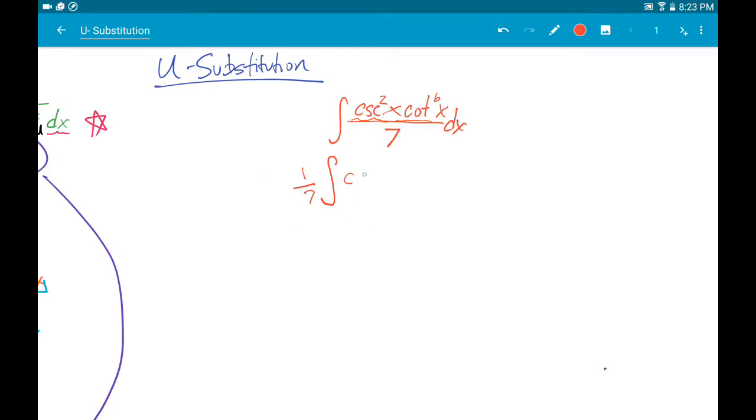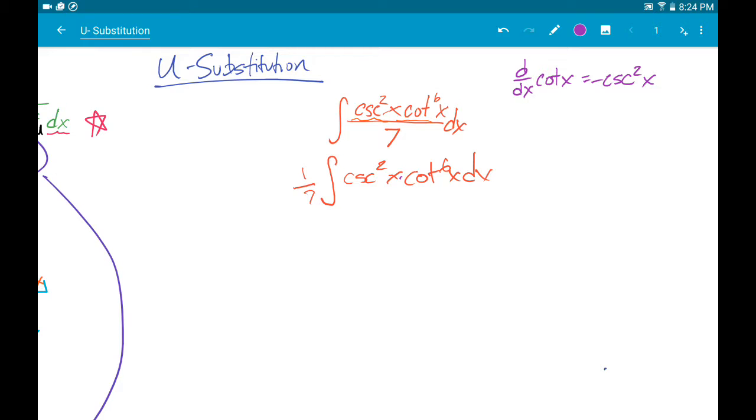So we're left with cosecant squared times cotangent. And because we have multiple functions, and in particular we have a product of two functions, we want to ask ourselves, are those two functions related? And as it turns out, they are. We know that the derivative with respect to x of cotangent is negative cosecant squared. And so when you have this relationship where one function is related to the other with a derivative, it makes it a great candidate for U substitution.